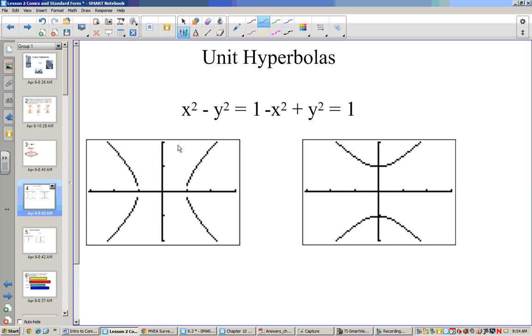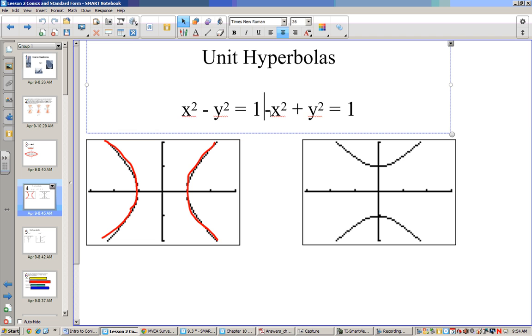Now unit hyperbolas, there's two branches. There's one branch over here and one branch here. Now I should separate these equations up a little bit more. If it's x squared minus y squared equals 1, it's going to open to the right and to the left. If it's negative x squared plus y squared, it's going to open up and down.